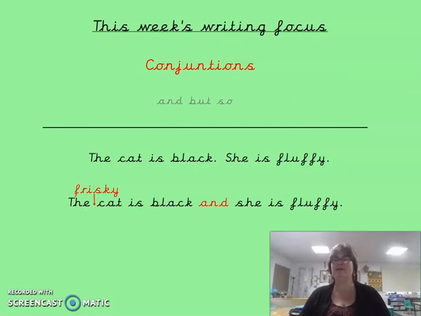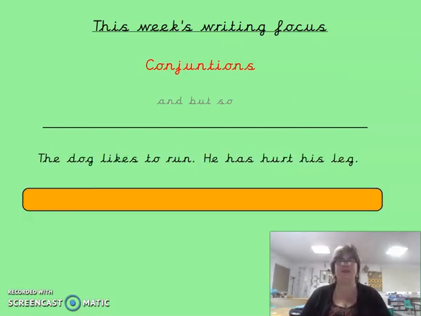Right, let's have a look at the next one and see what you think about the next 2 sentences. So we've got the dog likes to run. He has hurt his leg. So which of these conjunctions would you put in here to make that sentence make the most sense? Have a think. Come back to me when you think you know.